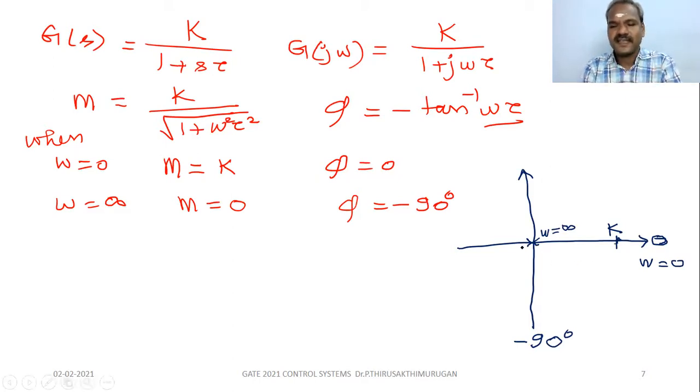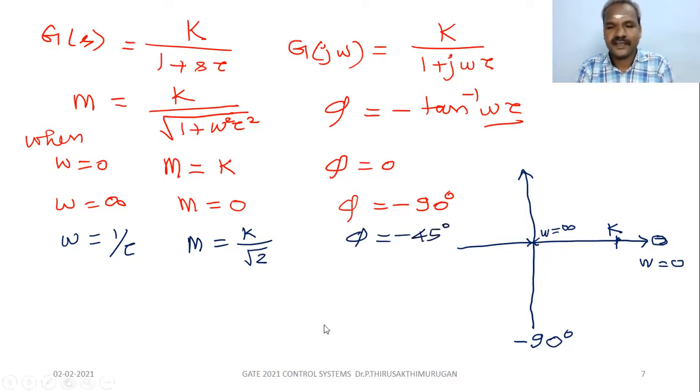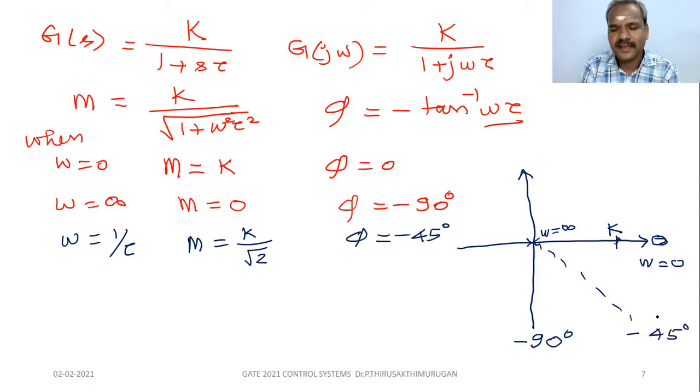What is the exact locus? Then we take the intermediate value when omega is 1 by tau. What is the magnitude? K by root 2. What is the phase angle? Minus 45 degrees. So draw a minus 45 degree line between 0 and minus 90. At that phase angle, the magnitude is K by root 2, that is 0.707 times K.